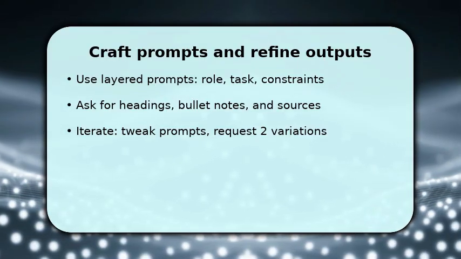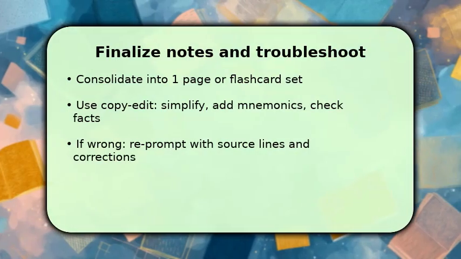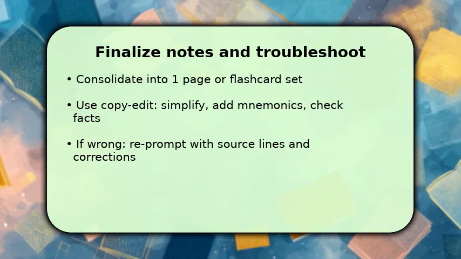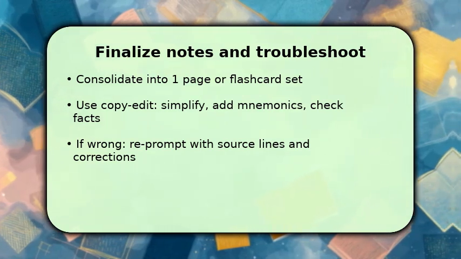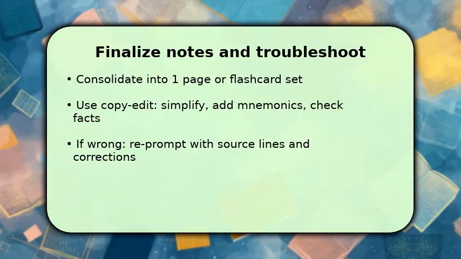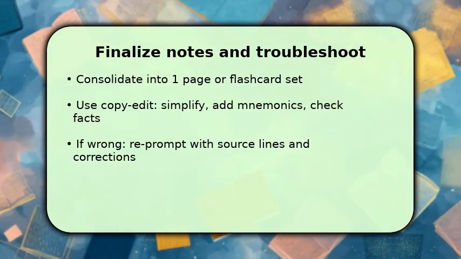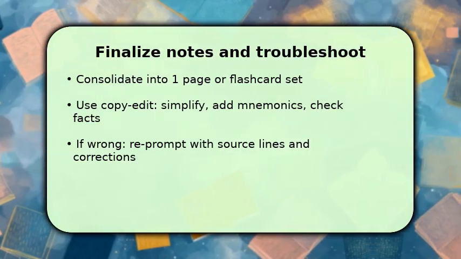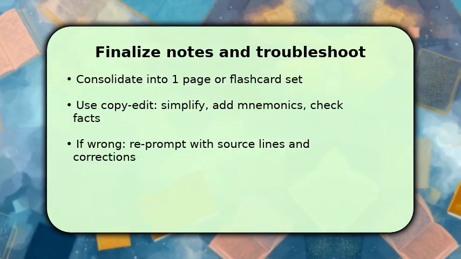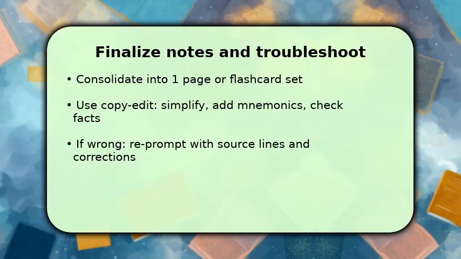To finish, consolidate chosen bullets into a single page or flashcard set, and then copy-edit for simplicity and memory hooks. Once done, add mnemonics or 3 quick examples to boost recall. Make sure to check any factual claims against your original sources. If something is incorrect, reprompt with exact source lines and tell the model what to change. This corrective prompt reduces errors.